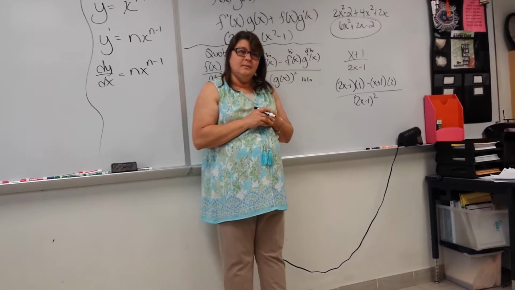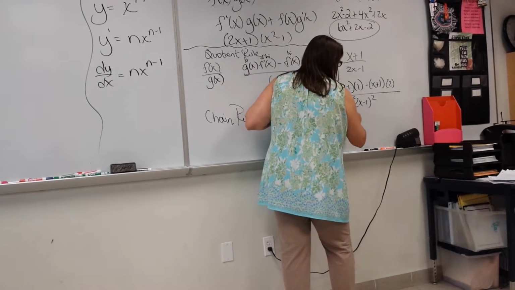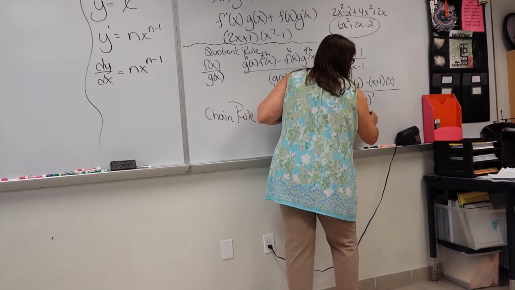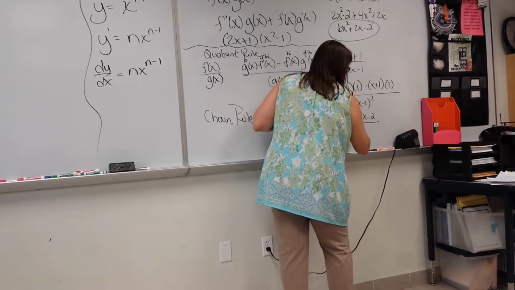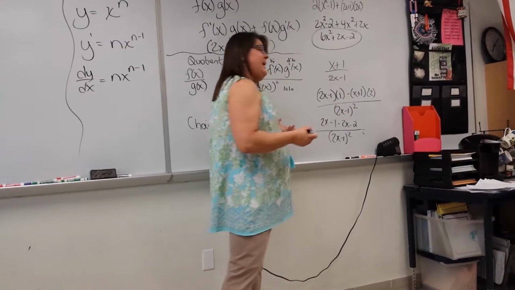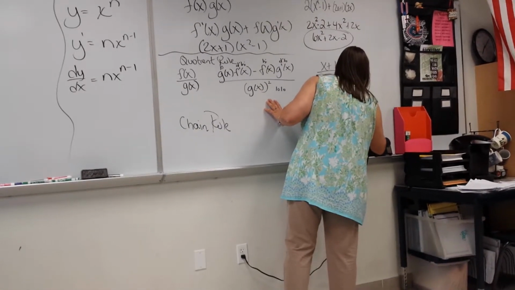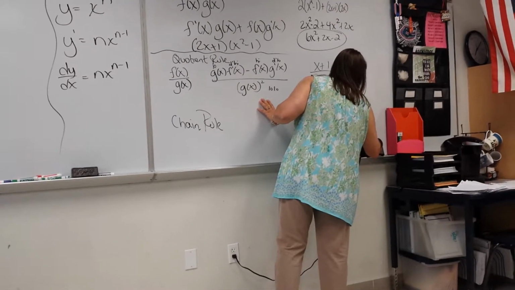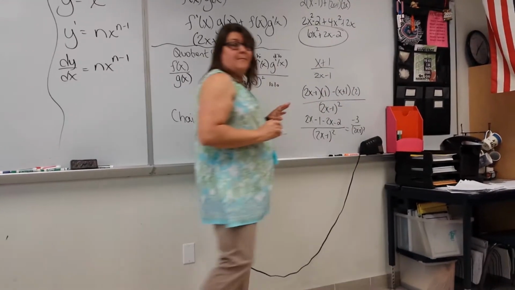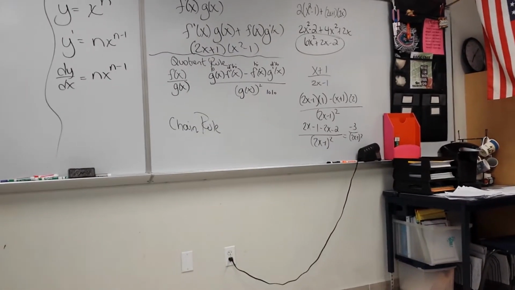Does that make sense to all? So you'd have 2x minus 1 minus 2x minus 2 all over 2x minus 1 squared. And so you get negative 3 over 2x minus 1 squared. And we can just leave that as the answer. All right, what do you think so far?